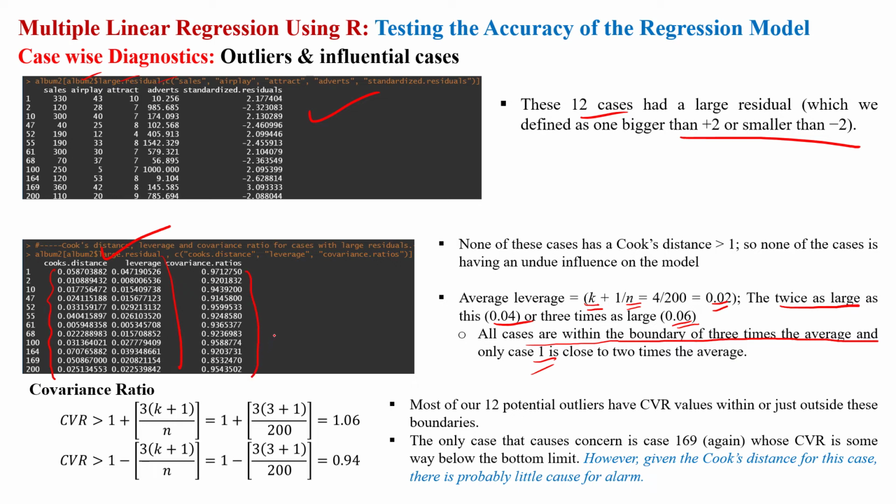you can use the covariance ratio interpretation. For that we need to calculate the upper limit and the lower limit with the help of these formulas. If the covariance ratio lies within this range, we will say there is no need to delete any particular data point. If it is crossing, then we can think about that one. But remember that for deleting a particular case, you can only check the Cook distance, because none of the cases has a Cook distance greater than 1. So we can say there is no need to delete any particular case from the data frame.